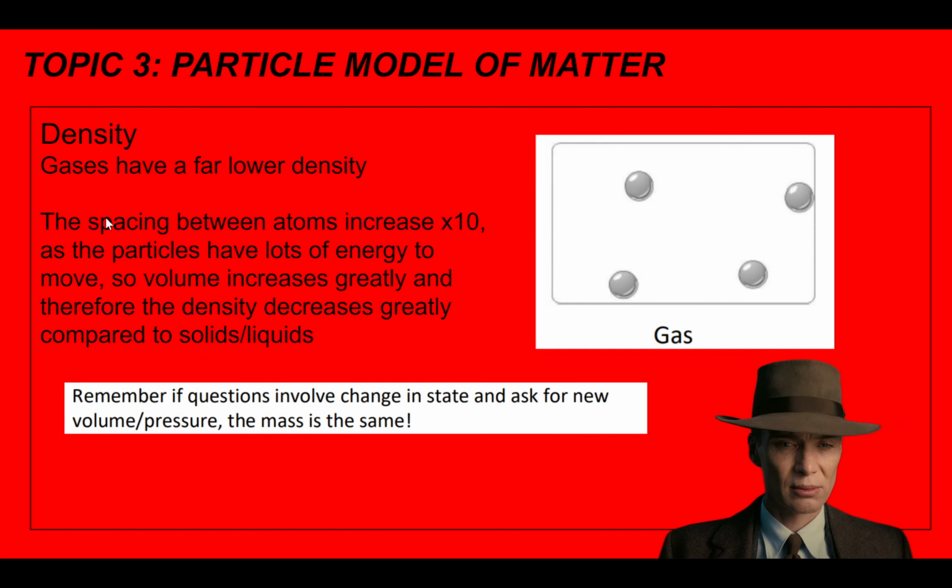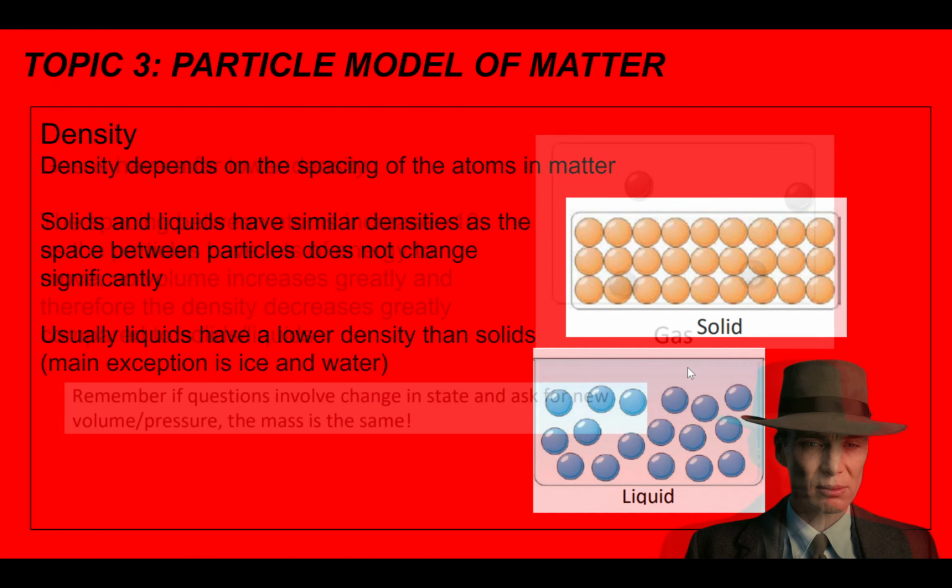Gases have a far lower density. The spacing between atoms increases about times 10 as the particles have lots of energy to move. So volume increases greatly, and therefore the density decreases greatly compared to solids and liquids. Remember, if questions involve change in state and ask for new volume or pressure, then the mass is the same. So here you can see the gas, there is so much space for the particles to move around, and there is no rigid structure, unlike these two.